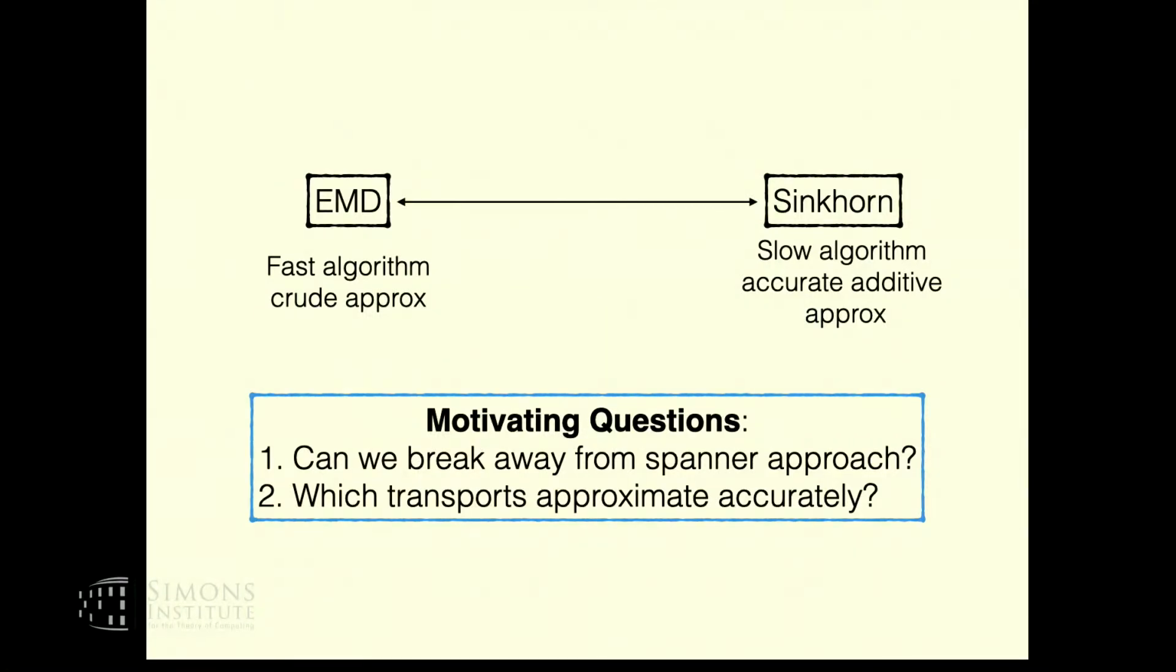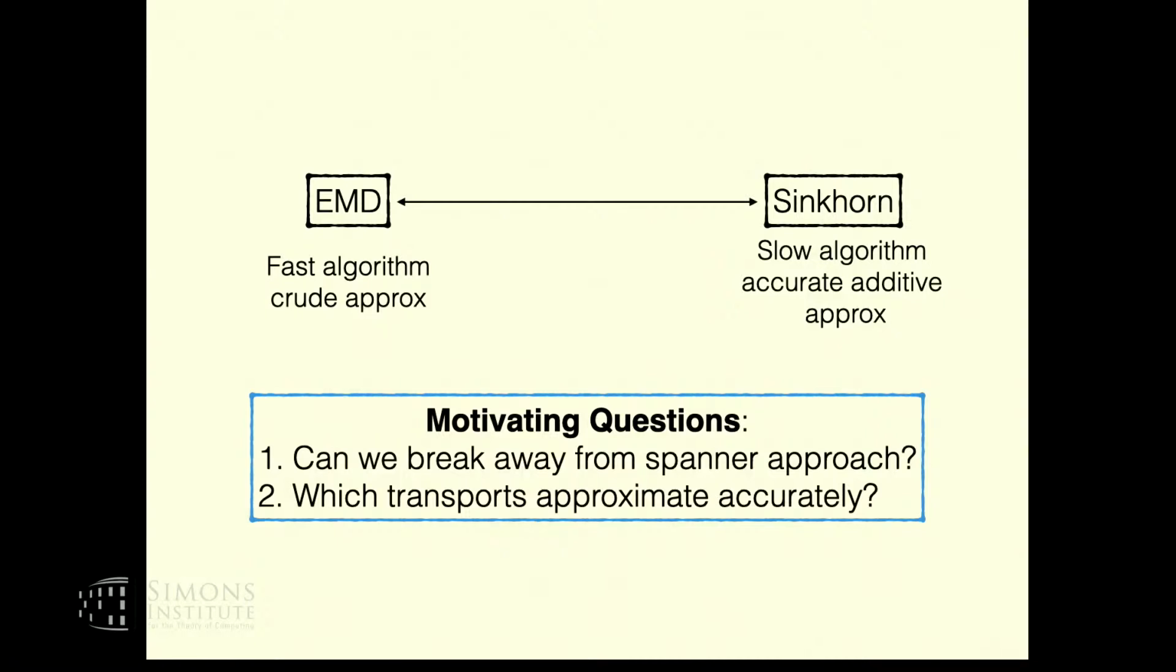And let me tell you about Sinkhorn distances. What do people do? In theory, we oftentimes study the Earth mover distance. If we want fast algorithms, we really end up with crude approximations by setting this factor c to be large and using the spanner approach.